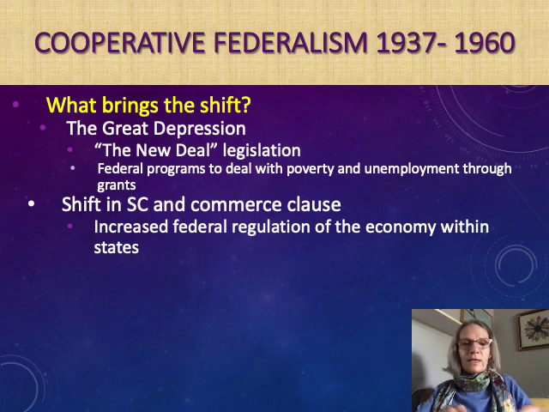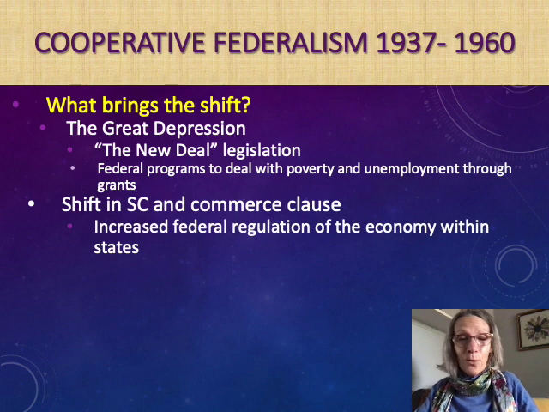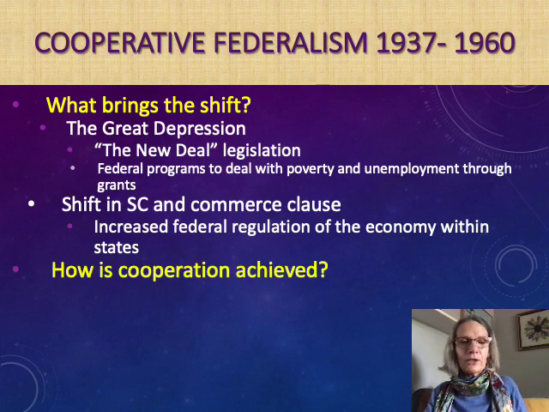But states cried foul. They said the Commerce Clause says that Congress can regulate commerce between the states, not within the states. But in 1937, the Supreme Court changed its way of thinking about that and gave the federal government power to regulate commerce within the states. And so that also brings up this intertwining of the national and the state governments.